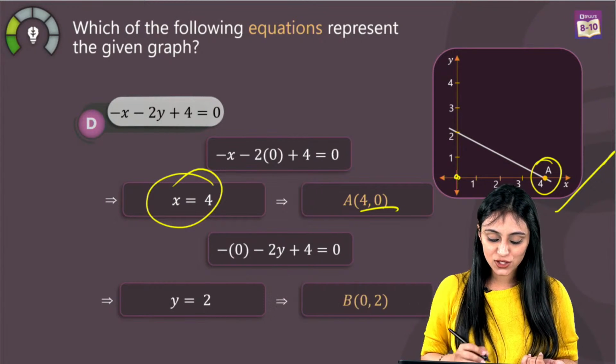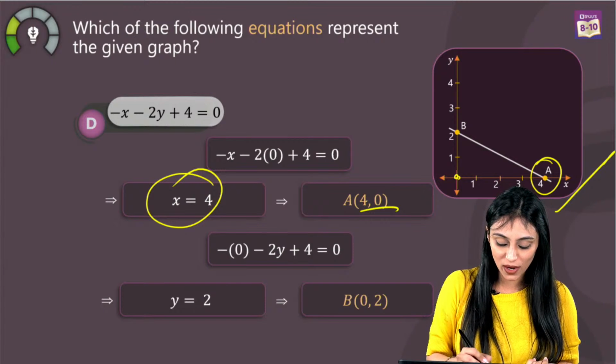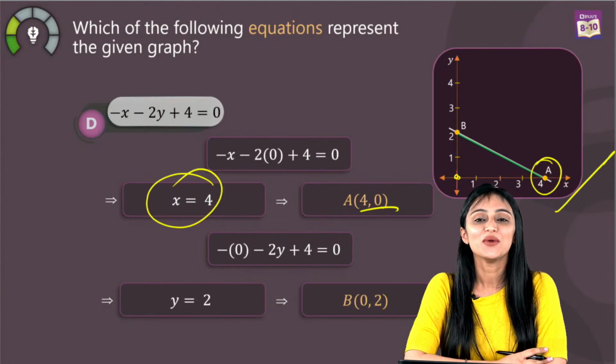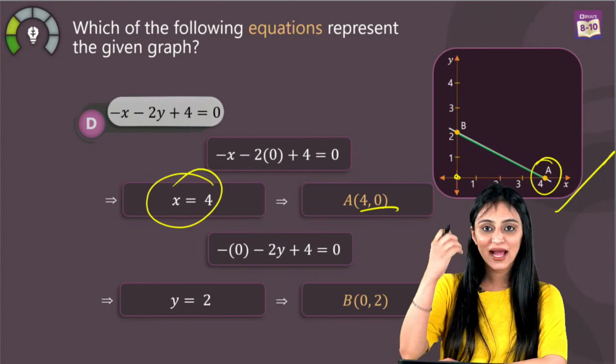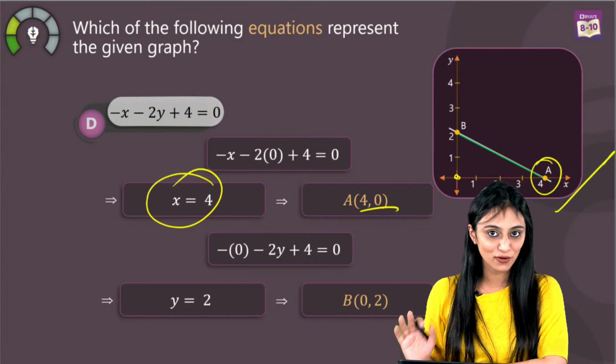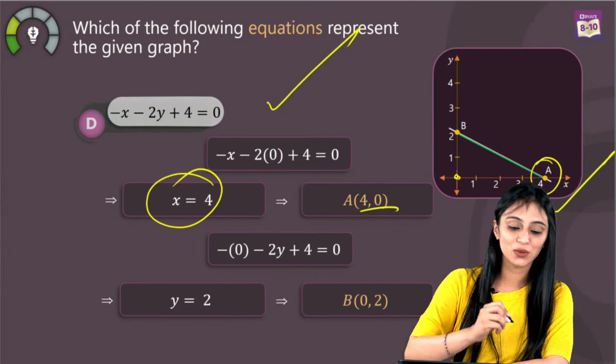We get y equals to 2, so B is going to be equal to (0, 2). Now what do we see? We can see that it is actually matching with the given graph of the question. That means this should be our answer.